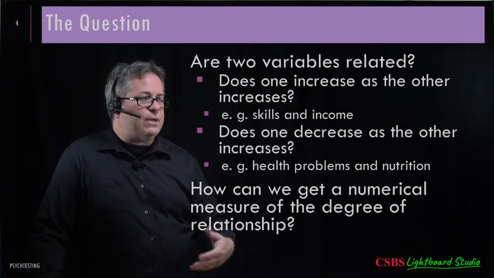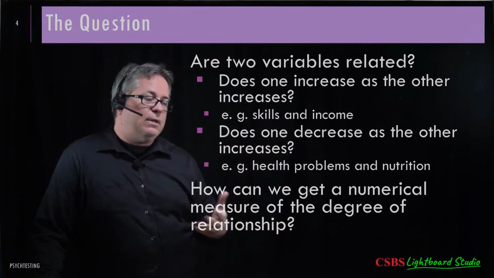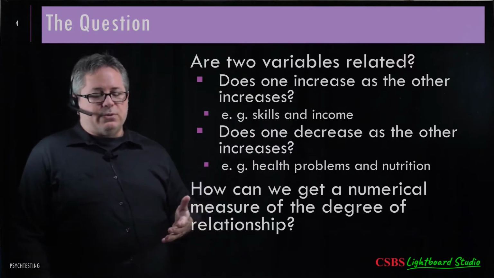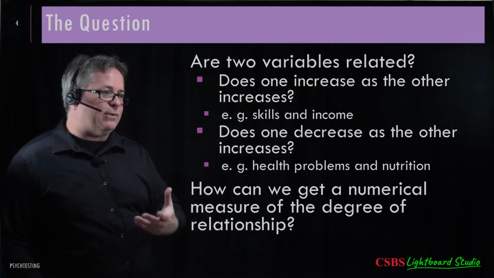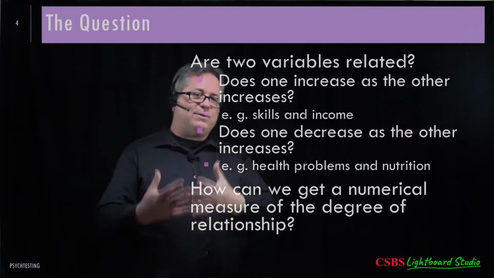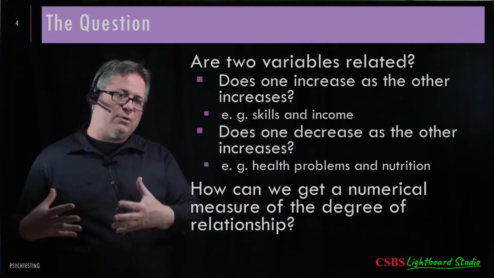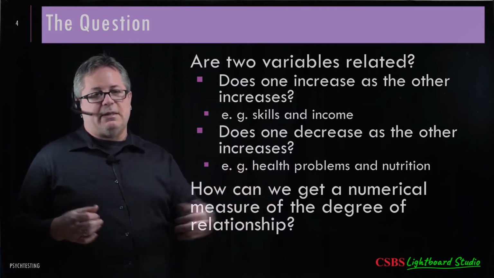So the question really comes down to, are two variables related? Like does one increase as the other increases? So for instance, you're going to the college and you're getting training to develop skills with the idea that those skills should correlate to higher income, more knowledge, more skills, more income. So there should be a positive relationship between the skills you have and the income that you make.